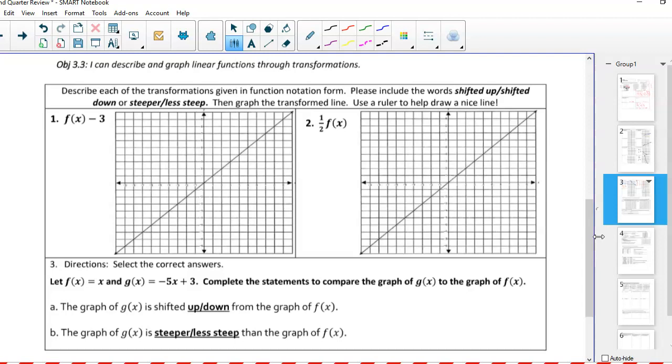So we need to recall a couple of things. Anytime it's talking about the word shifted up and shifted down, it's talking about either your slope or your y-intercept. Does anyone remember which one it was? The y-intercept. So this is talking about the y-intercept. The shifted up or shifted down is always your y-intercept. Which means if it's talking about steeper or less steep, it's talking about slope.